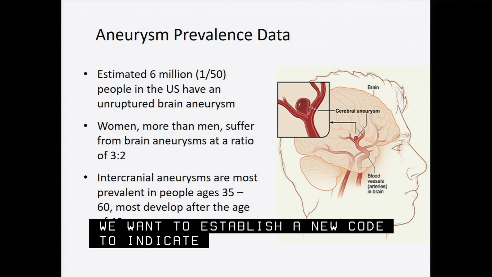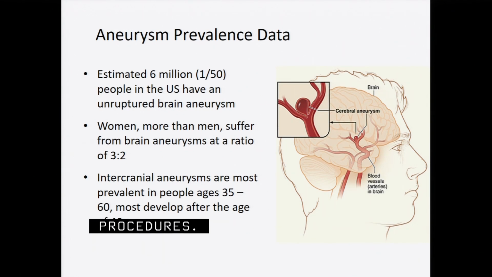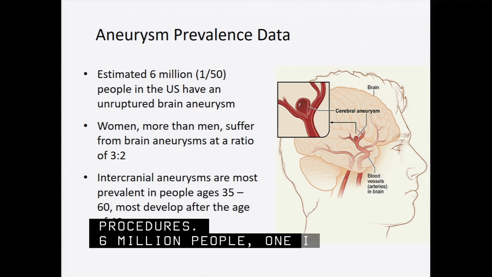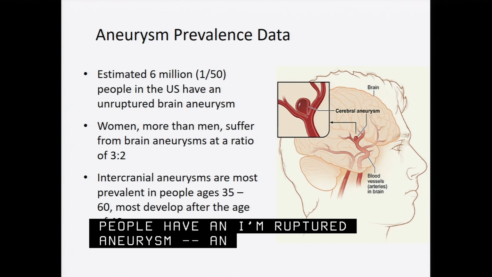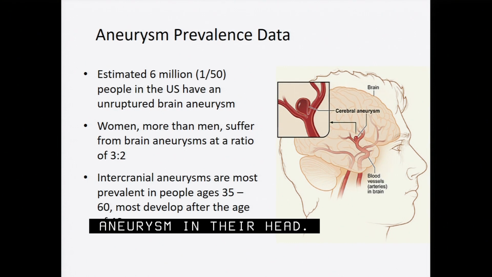By way of background, aneurysm prevalence is estimated at 6 million people, or 1 in 50 people in the U.S., who have an unruptured brain aneurysm in their head. There will be several people in this room who probably have one unbeknownst to them. Women are more likely to be affected than men. That ratio might even be higher than 3 to 2. Intracranial aneurysms are most prevalent in people ages 35 to 60, with most developing after the age of 40.